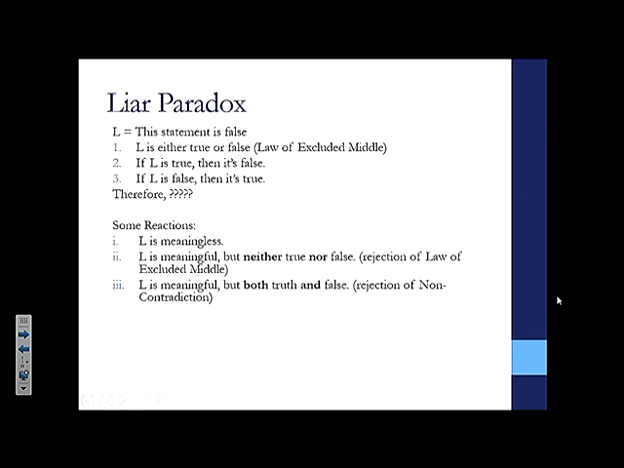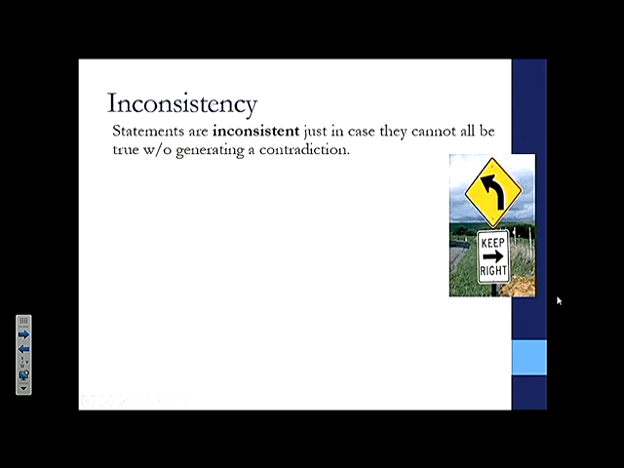So let's talk a little bit more about contradictions, inconsistencies. All right. A contradiction is any pair of statements like this, P and not P. Right? That's a contradiction. An inconsistent set of statements is any set of statements that would generate a contradiction if true.